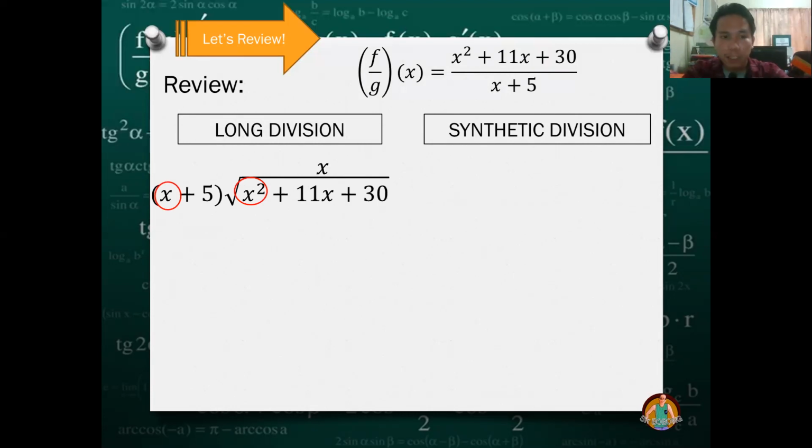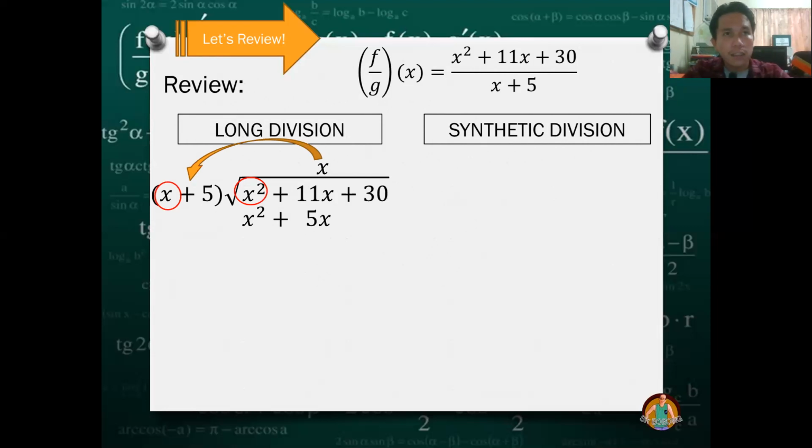Okay, so after the division, we now proceed to multiplication. So we multiply the quotient x to our divisor x plus 5. So we will use the distributive property of multiplication. So x times x will give us x squared, and x times 5 will give us 5x. Okay, did you get the distributive property?